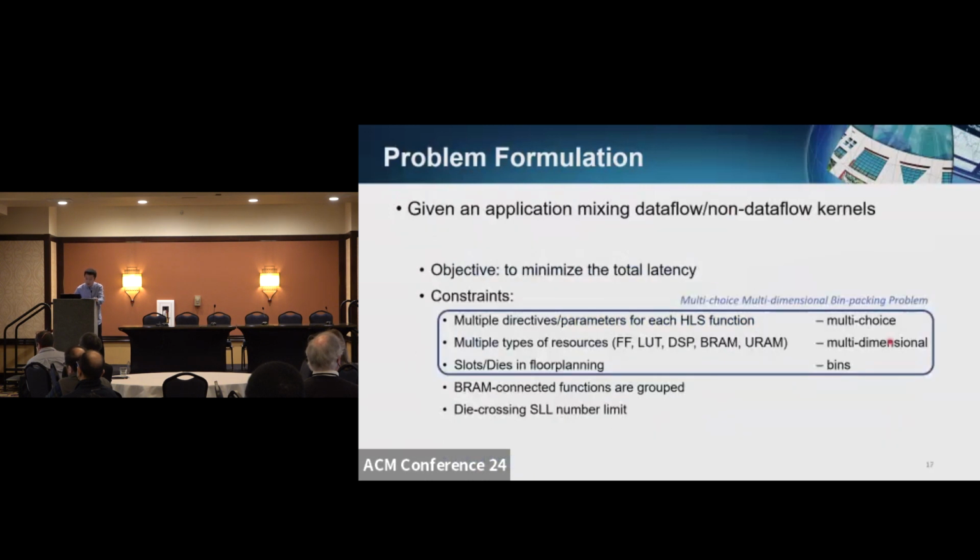Well, beside the multi-choice, multi-dimensional bin packing, remember that in motivation example, because floor plan requires that only FIFO channels can cross the die boundaries, and the BRAM connected functions should be grouped on the same die. We have the fourth constraint here. And finally, the number of super long lines crossing dies is limited compared with the intra-die routing resource. It's very limited. So now we have the whole formulation of the problem.